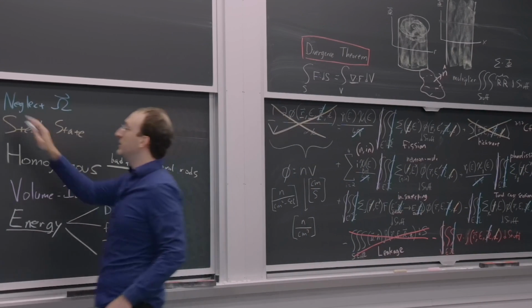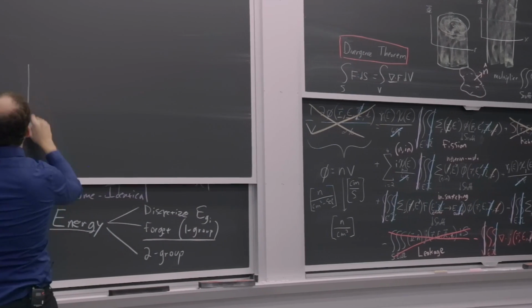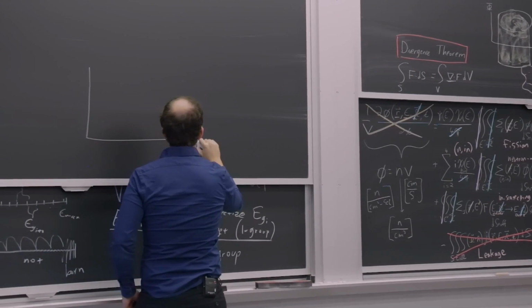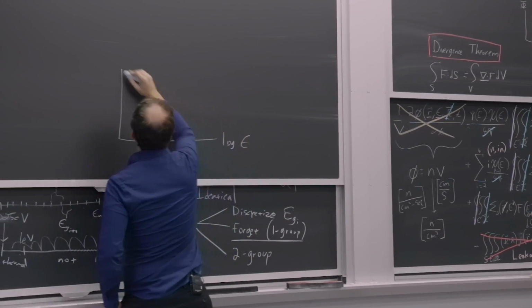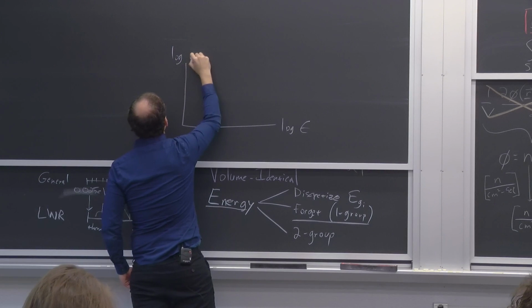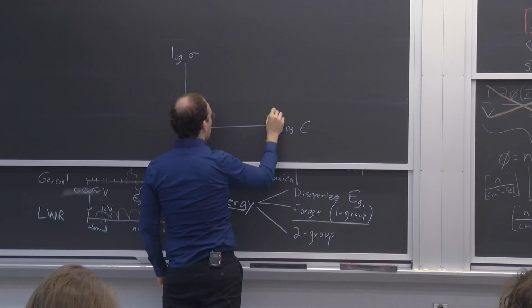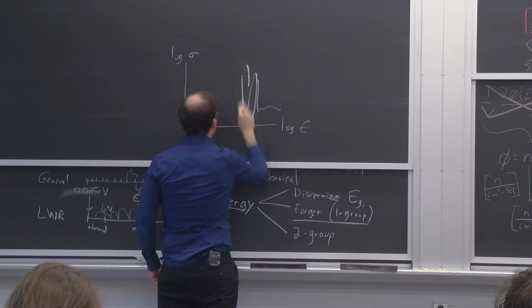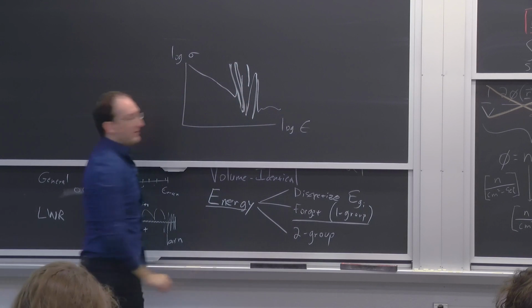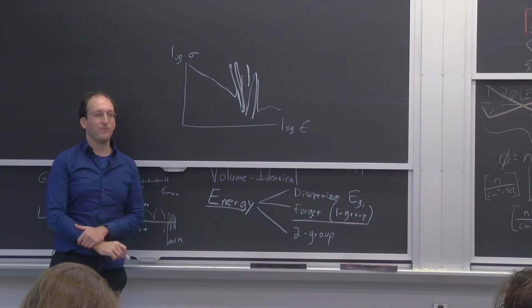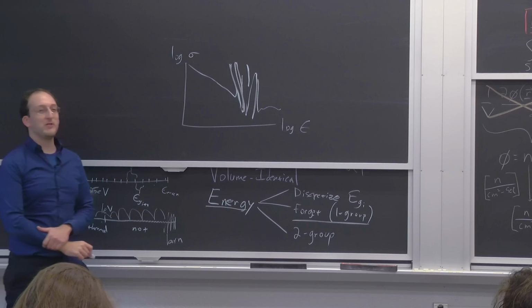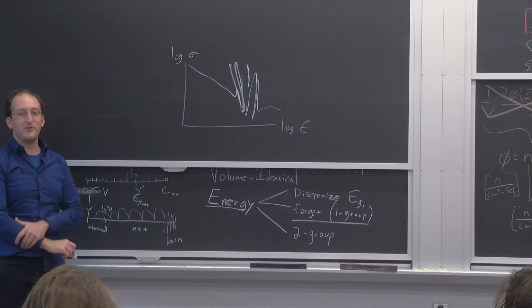If most cross-sections have the following form, if this is log of energy, and this is log of sigma, and it goes something like that, what energy do you pick? Go ahead, tell me, which energy do you pick? Anyone want to wager a guess?